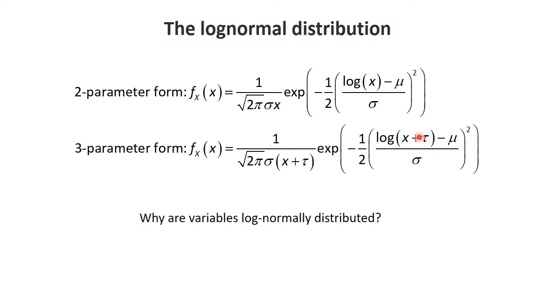There could be many reasons for that. It could be due to the type of sampling. It could be because you want to make something positive, or various other reasons. It's just another shift parameter. So you have the 2-parameter or the 3-parameter form. So the log-normal distribution is quite common, and probably you've heard about it. And so you could wonder, why is it that so many variables seem to be log-normally distributed?